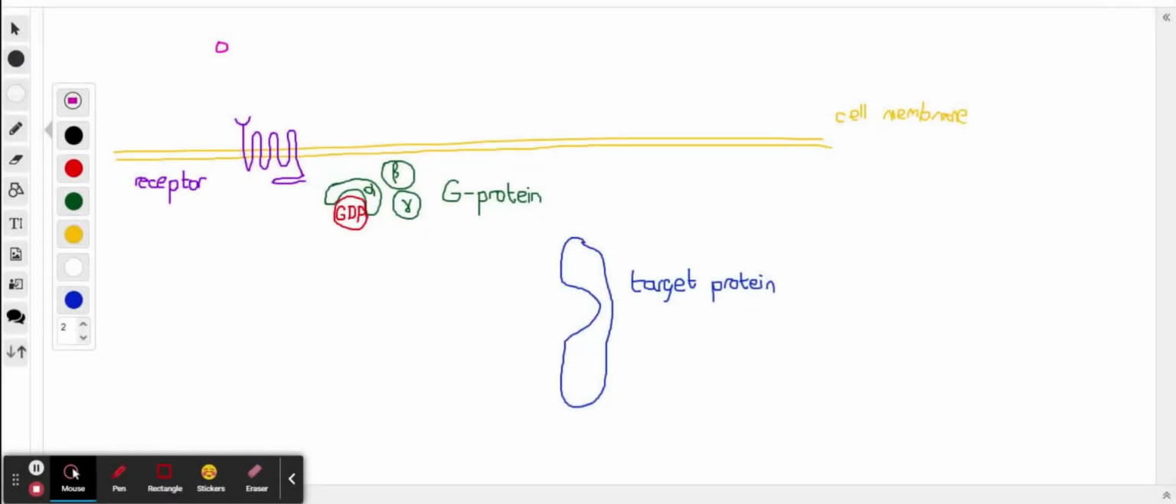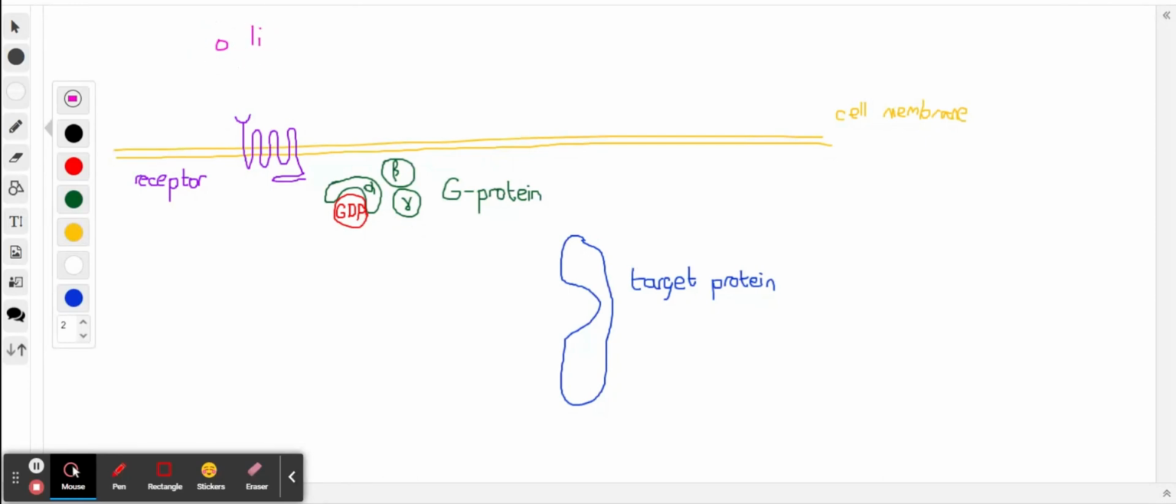G-protein coupled receptors are extracellular receptors that regulate metabolic activities of the cell. Here is the overall process of the G-protein coupled signaling pathway. The G-protein consists of three parts: alpha, beta, and gamma. While the receptor is inactive, the alpha component is bound with a GDP.